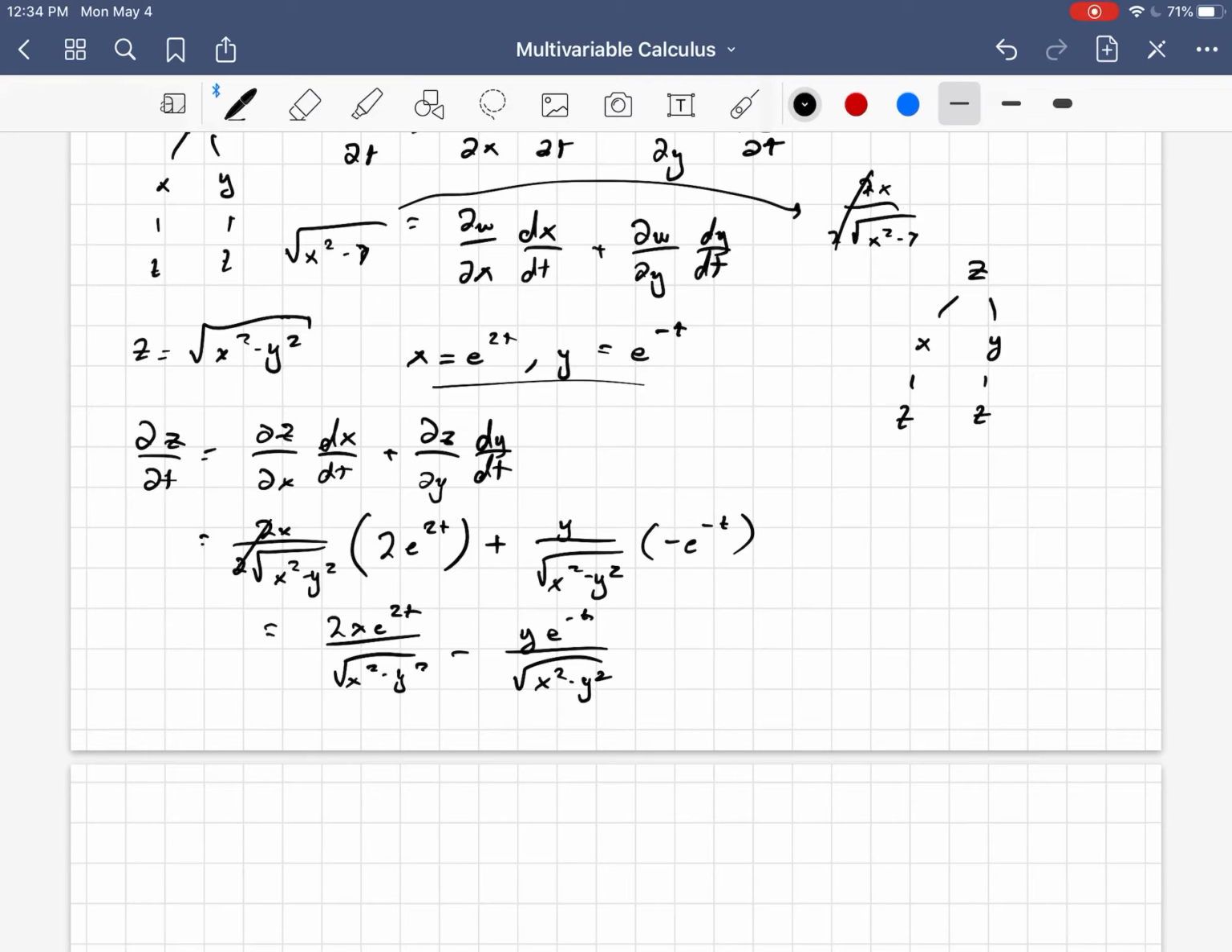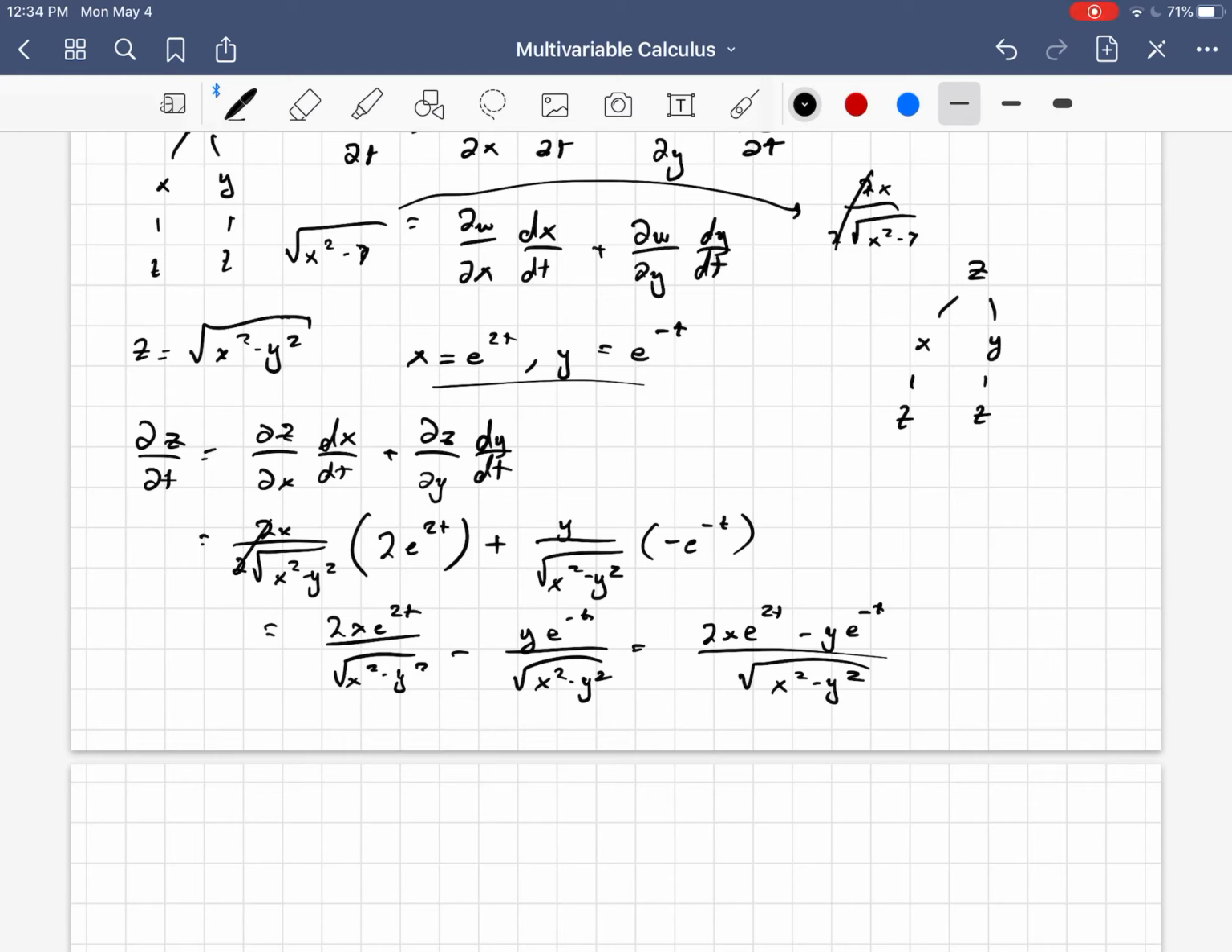And that is about all you can really do there. Maybe, if you wanted to combine them, you could write them as 2x e to the 2t minus y e to the negative t all over the square root of x squared minus y squared. And that would be your answer there that you would leave.